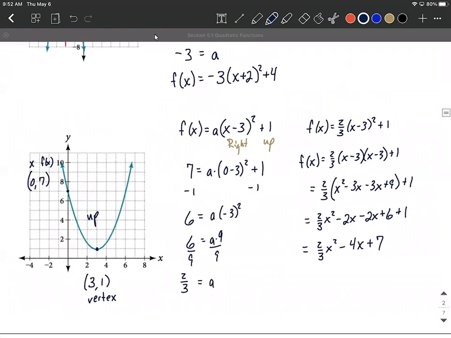All right, hope this helps out. A couple examples to get you moving in the right direction from starting with a graph of a quadratic and getting the function in general form that goes with it.